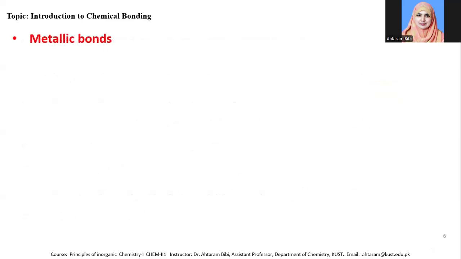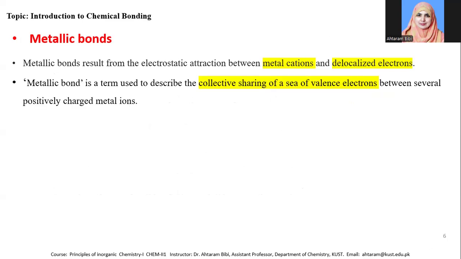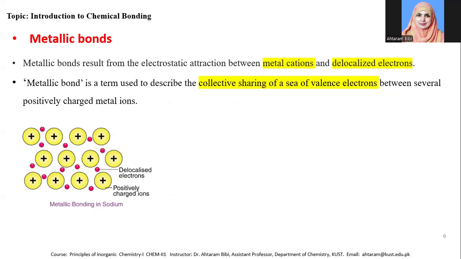The second type of bond is the metallic bond. Metallic bond results from the electrostatic attraction between metal cations and delocalized electrons. Metallic bond is a term used to describe the collective sharing of a sea of valence electrons between several positively charged metal ions. For example, one can see over here the metallic bond in sodium.